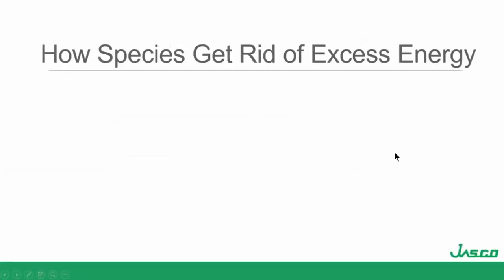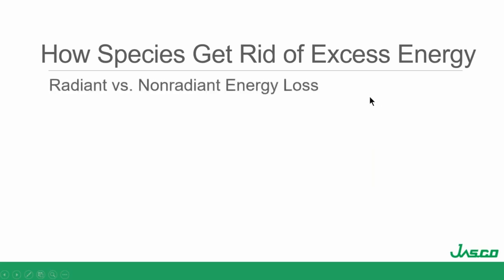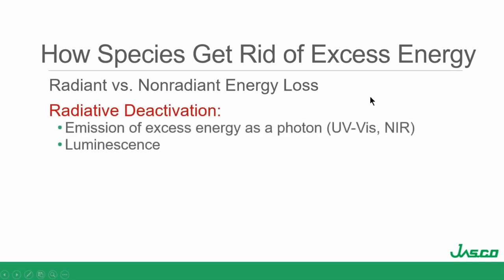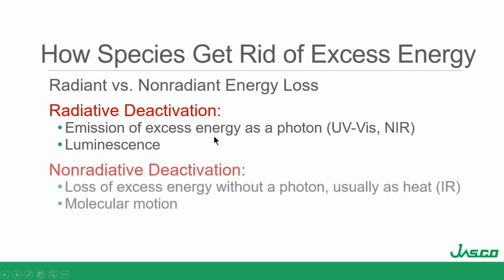If we're going to understand luminescence, we need to first understand how molecules get rid of excess energy, and that can be radiant or non-radiant energy loss. In radiative deactivation, molecules lose energy as a photon of light, and this is luminescence. But there are competing processes, and non-radiative deactivation is always there. It's the loss of energy without a photon, usually as heat or some kind of molecular motion.